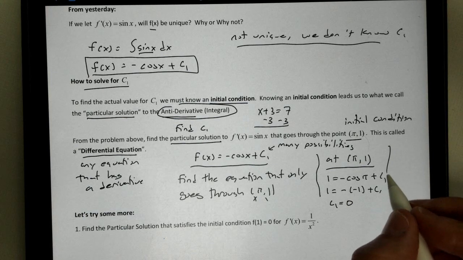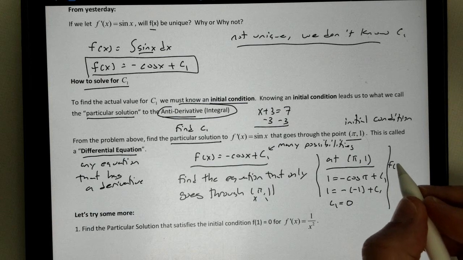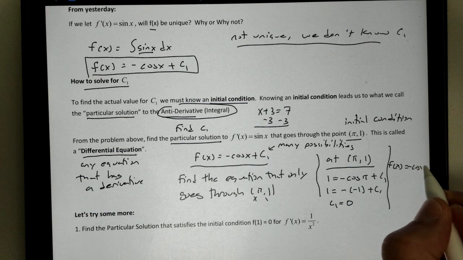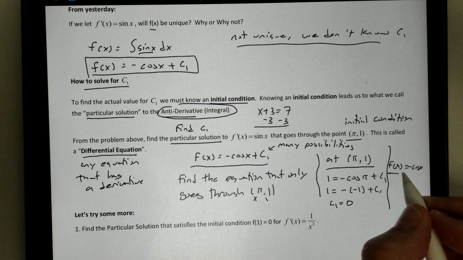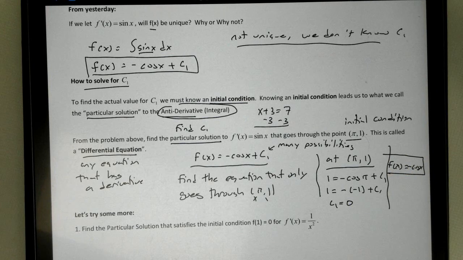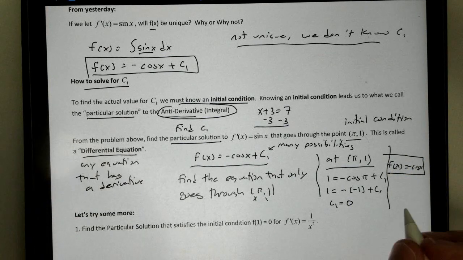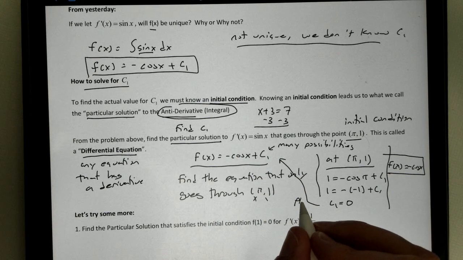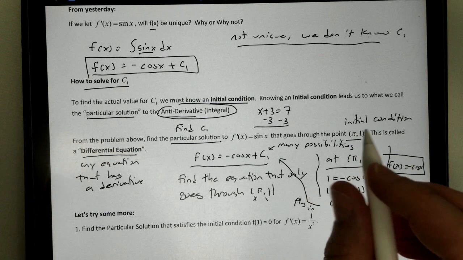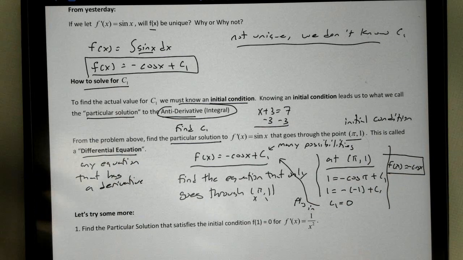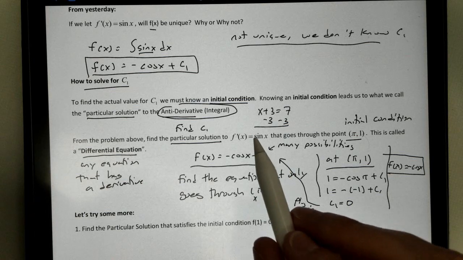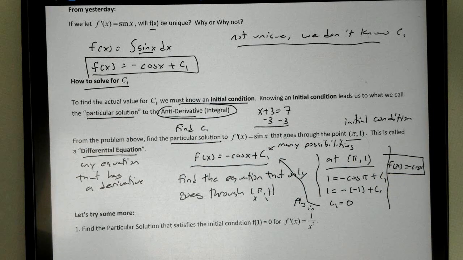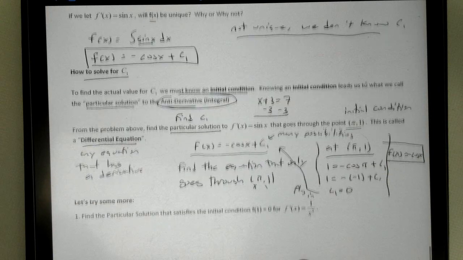So what does that tell us? Well, that tells us what our function is now. F of x is negative cosine of x plus 0. And that is our function. I just plug it in. And this is the solution to the differential equation, we call it. In other words, it is the function that has this derivative and goes through that point. So let's take a look at a bunch more examples here.